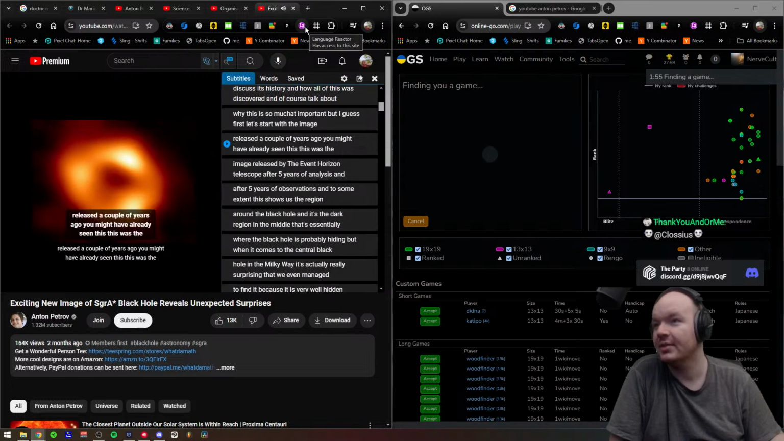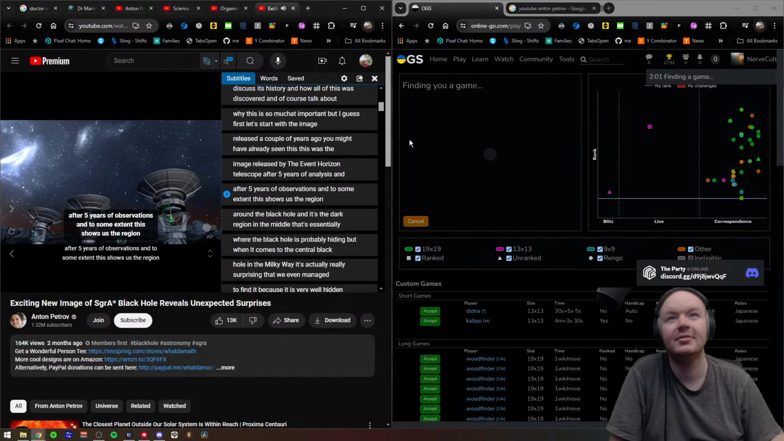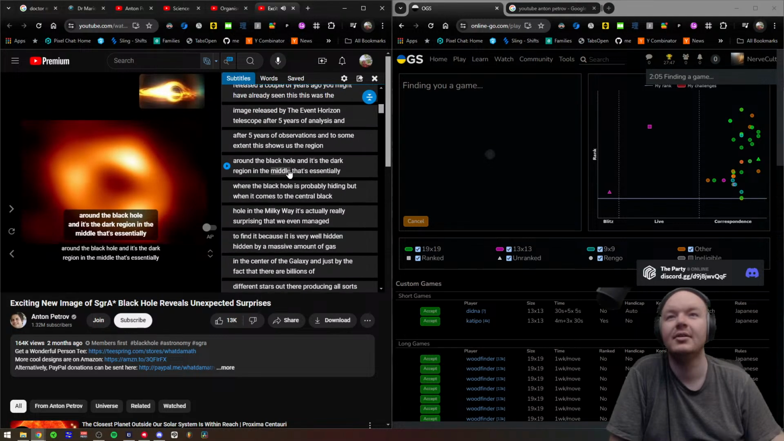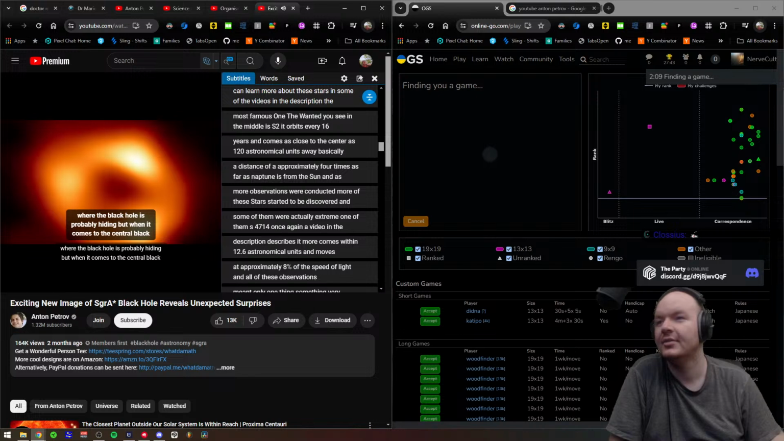You might have already seen this. This was the image released by the Event Horizon Telescope after 5 years of analysis and after 5 years of observations, and to some extent, this shows us the region around the black hole. And it's that dark region in the middle that's essentially where the black hole is probably hiding.